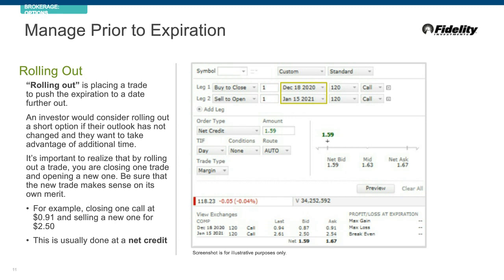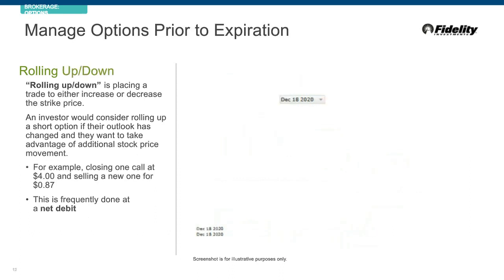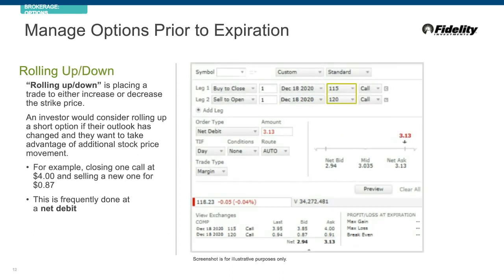When we roll out an option, because we keep the strike price the same, we usually would do this trade at a net credit. It is common for this trade to be a net credit. We would expect that, in fact. But there are other scenarios, like rolling up or down, in which instead we would be looking at a net debit.